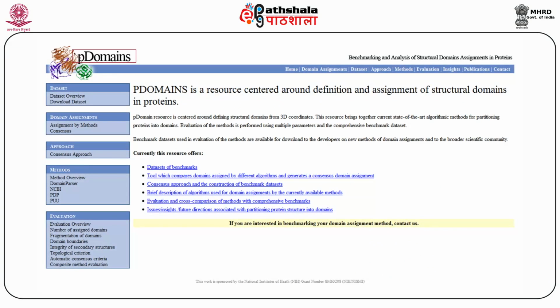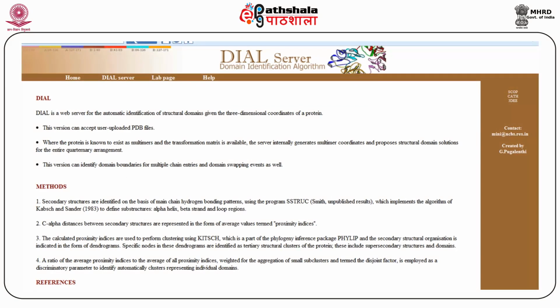We discuss another very important tool. It is the PDomains. It's a resource centered around the definition and assignment of structural domains in proteins. So it helps to find out the types of domains present in a protein. We discuss another important server, the DIAL server, used for domain identification. It is a server for the automatic identification of structural domains given the three-dimensional structure of a protein, and the details you can find here.